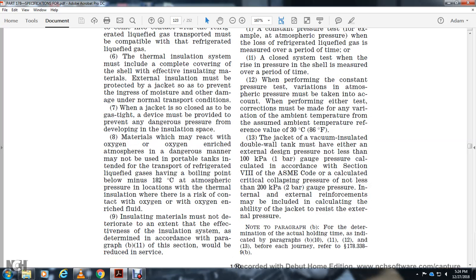Insulation materials must not deteriorate to the extent that the effectiveness of the insulation system, as determined in accordance with paragraph B11 of this section, is reduced in service.